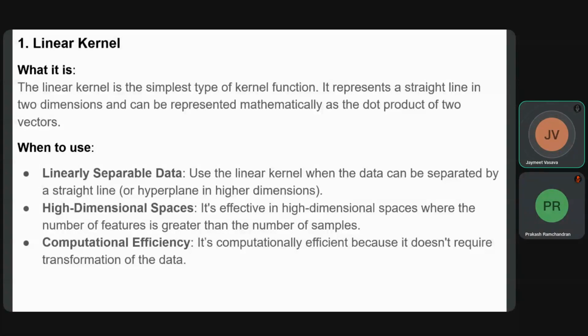So, starting with our first kernel, the linear kernel. What is a linear kernel? It is one of the simplest forms of kernel function that we use for linearly separable data. It represents a straight line in 2 dimensions and can be represented mathematically as the dot product of the 2 vectors.